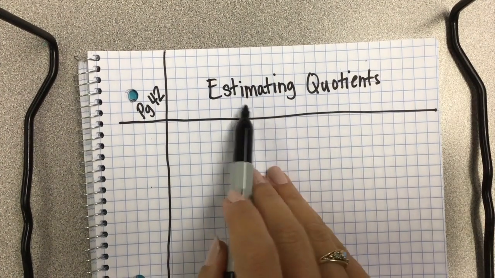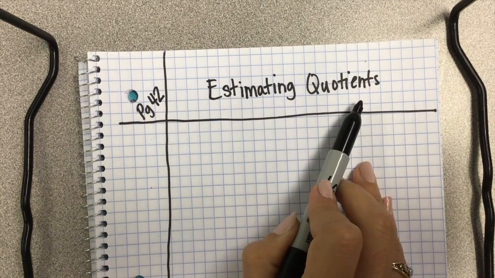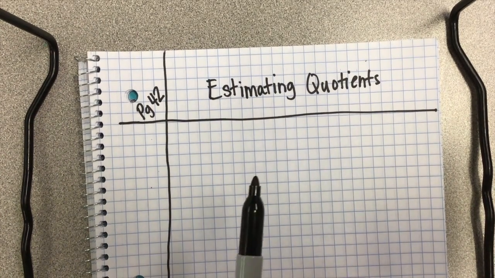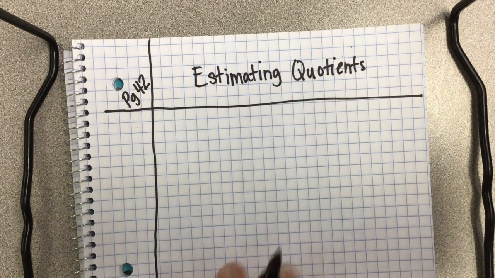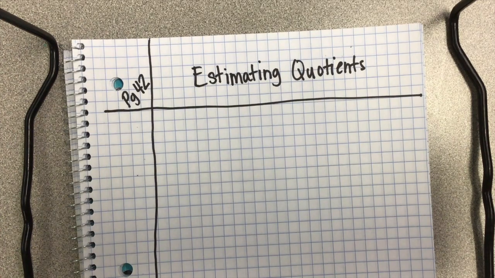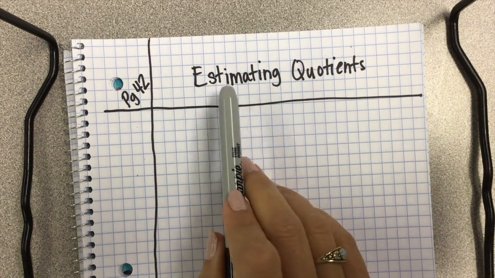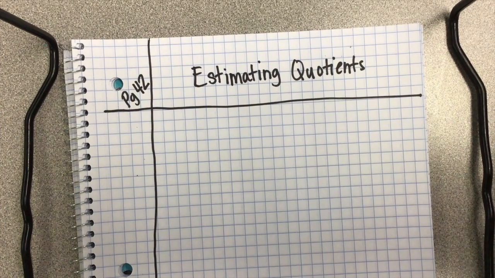Okay, what does that even mean? Estimating quotients. So we just got done multiplying decimals. Now we're going to be dividing decimals, and there's a few rules we have to follow in order to divide decimals. But we're going to start the very first lesson by estimating those decimals by rounding them to compatible numbers.